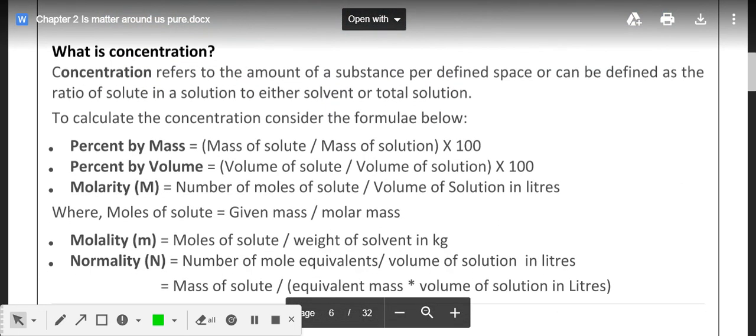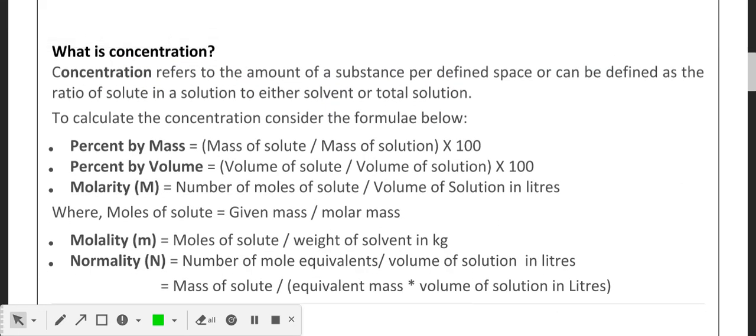Now, what is concentration? Concentration refers to the amount of a substance per defined space, or can be defined as the ratio of solute in a solution to either solvent or total solution. Let's make it very simple. Concentration is basically how much is the amount of substance you are adding in the solvent, right? If the amount of solute is more, then it is more concentrated. If the amount of solute is less, it is less concentrated.